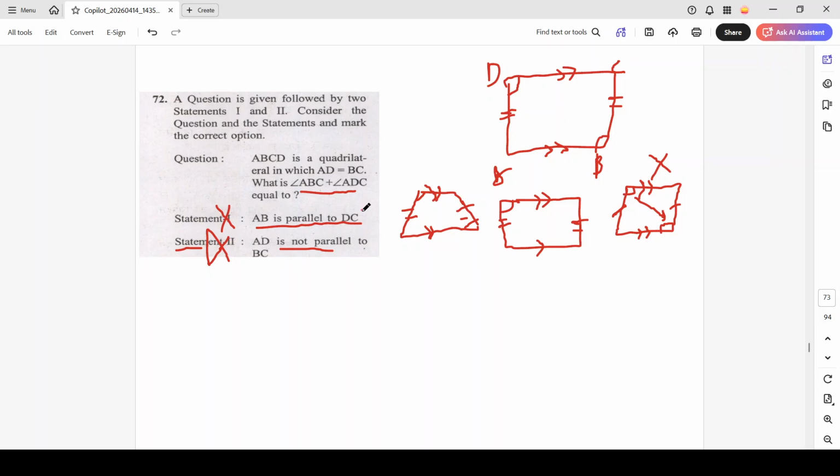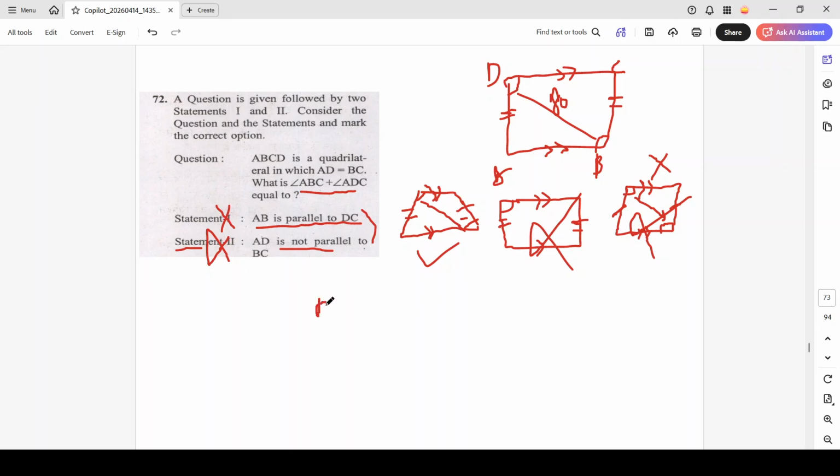But if we combine these statements, then what will we get? AD is not parallel to BC. That means this is not a case. This is not a case. Okay, AD is not parallel. This is the case. Isosceles trapezium, and in an isosceles trapezium the sum of these is 180. Okay, so we can easily find out the answer using both the statements.